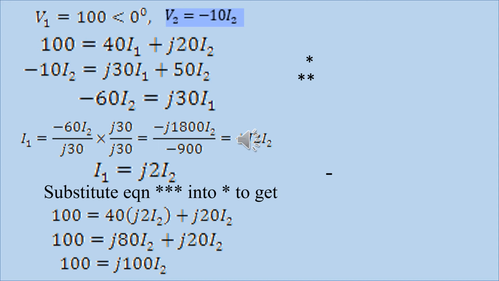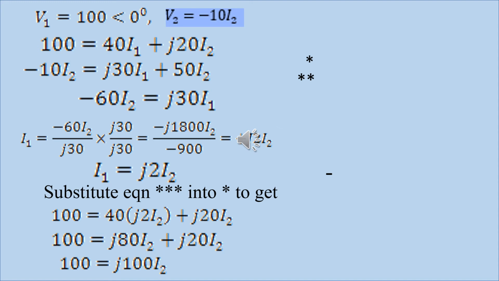Our V1 is equal to 100 angle 0 degrees, and V2 equals minus 10 I2. Substituting this value and the values of our Z11, Z12, Z21, and Z22 that we already know from the question into the general impedance equation, we will have 100 equals 40 I1 plus j20 I2, and minus 10 I2 equals j30 I1 plus 50 I2.